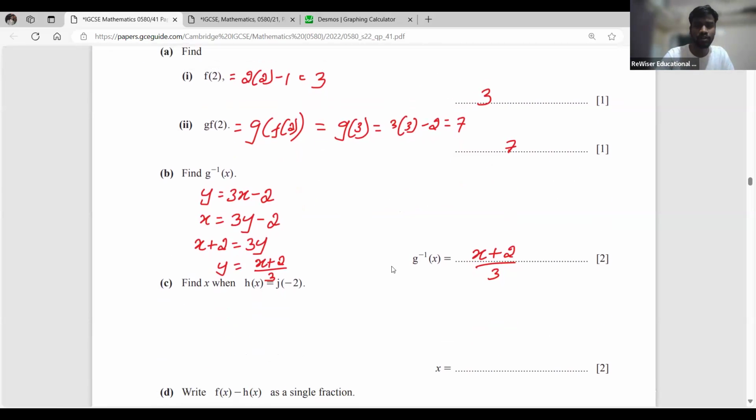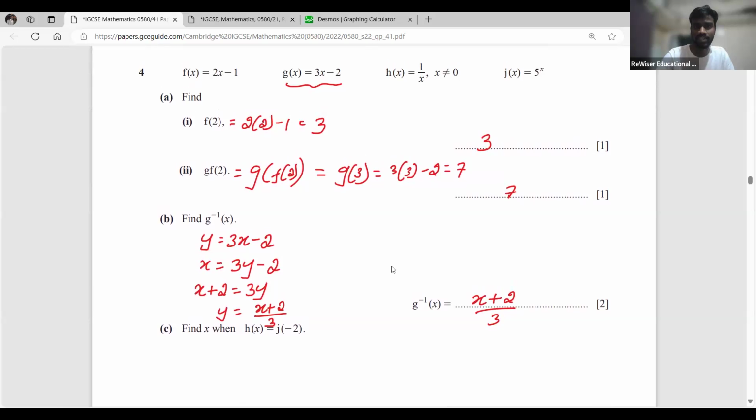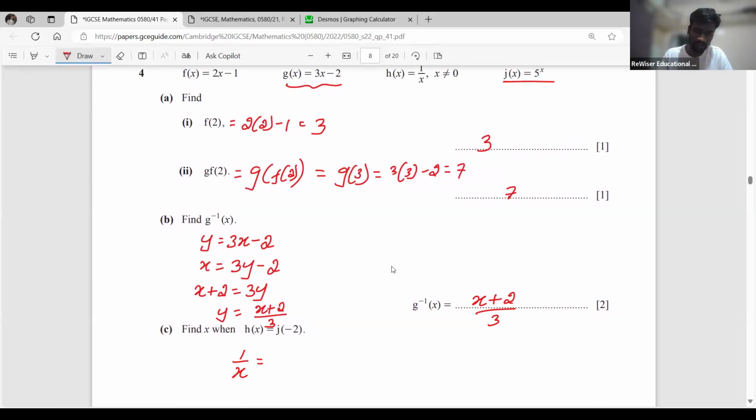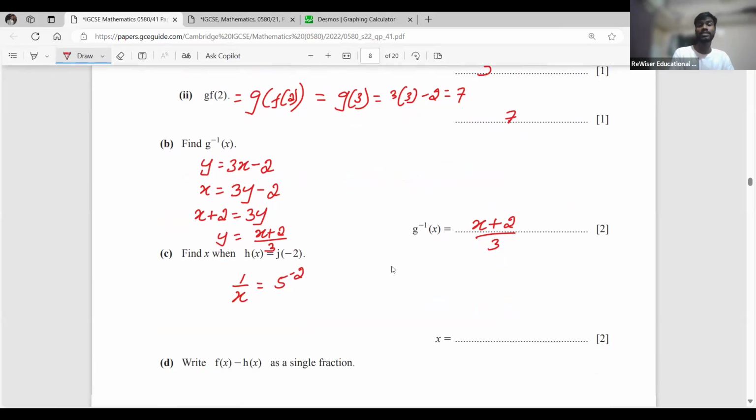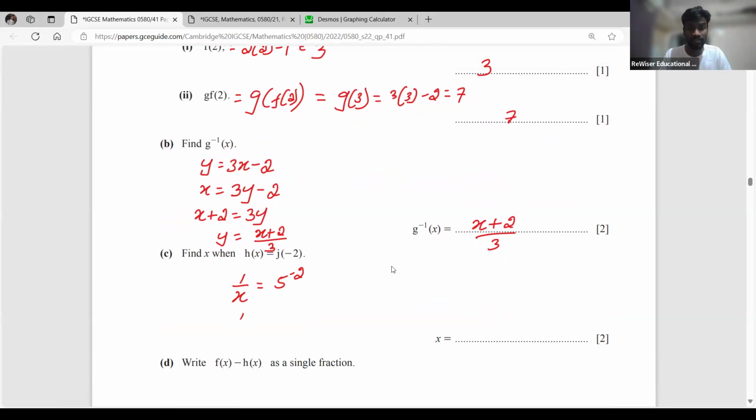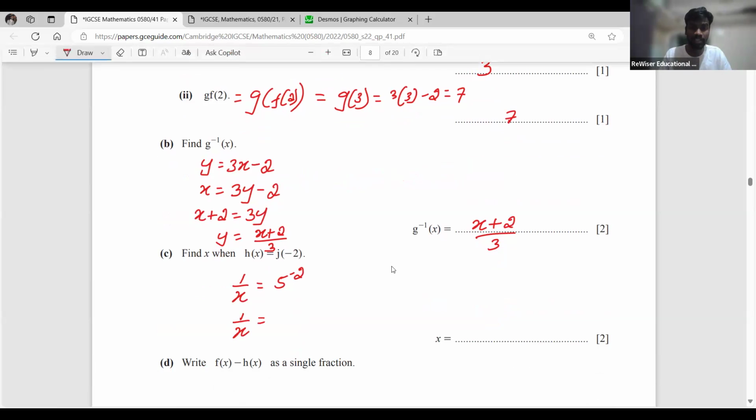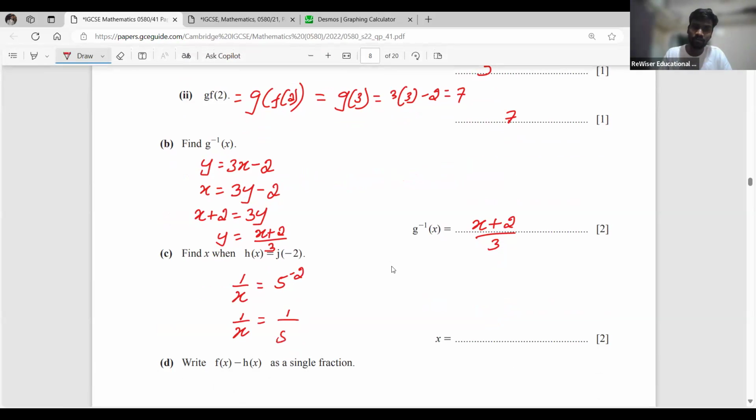And next, we have to solve this: h of x is equal to g of negative 2. h of x here is 1 over x. And g of negative 2 means I have to replace x with negative 2 here. So it's going to be 5 to the power of negative 2. So by the law of indices, whenever we have negative powers, we have to write it as 1 over 5 to the power of 2. So in that case, when I compare it, in place of x, we clearly have this 5 squared, which is nothing but 25.